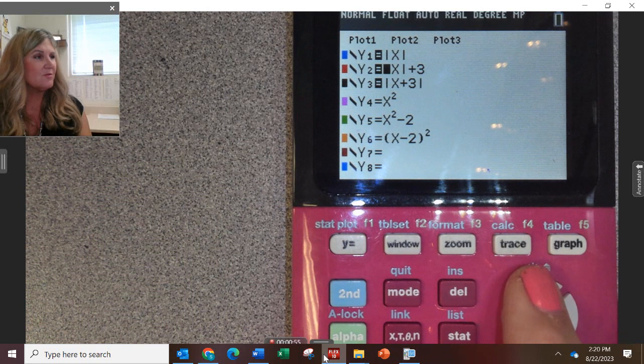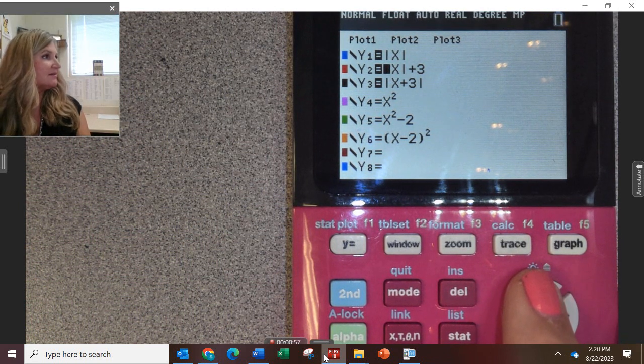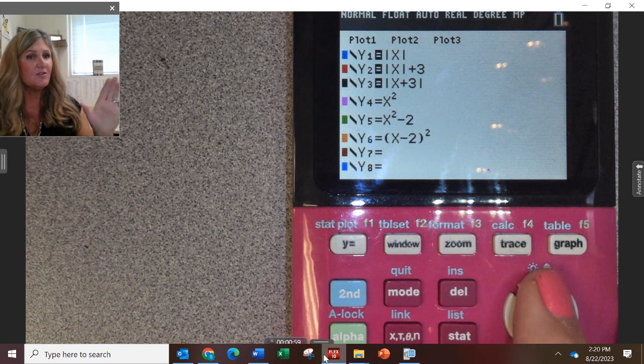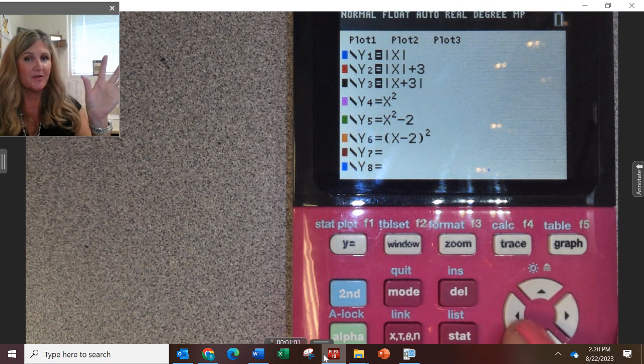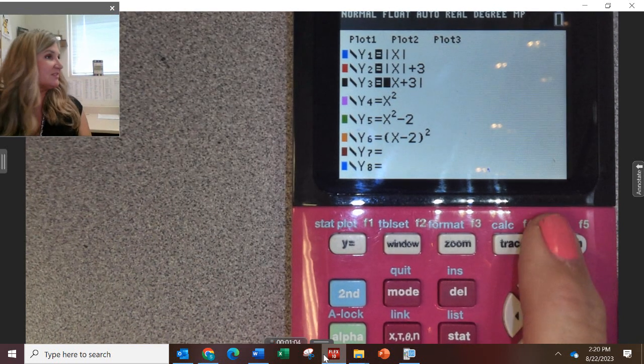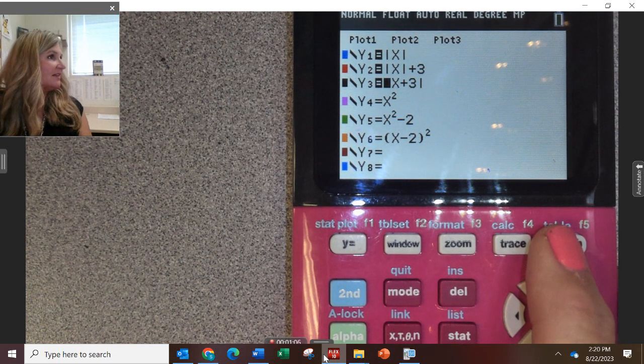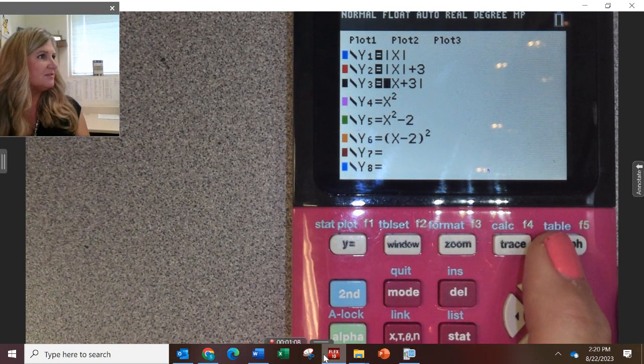So what did the red one do? It shifted what? Up 3. So it's still that V shape, but it went up 3. And then what about this one? What did it do? It went to the... Is that what you thought it would do?